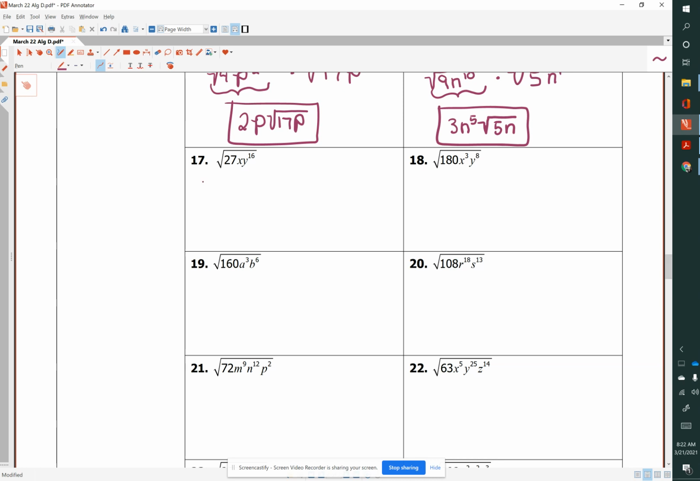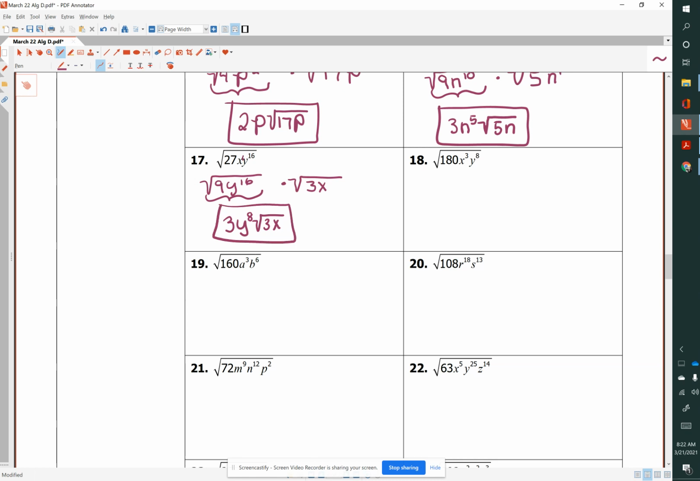27 can be thought of as 9 times 3, 9 being our perfect square. So this x has an exponent of 1, so it's going to have to go over here. It's not a multiple of 2, so we're going to go ahead and put y16 here. So x is going to end up in our remainder. So on the left side, the square root of 9 is 3. Y16 divided by 2 is 8 times the square root of 3x.